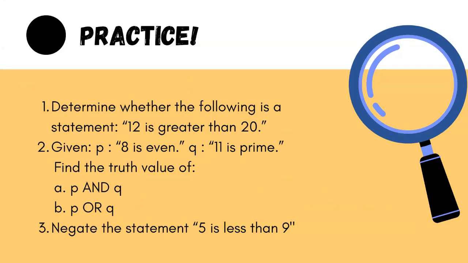Now let's practice. For number 1, determine whether the following is a statement: 12 is greater than 20. Number 2, given P: 8 is even and Q: 11 is prime. Find the truth value of P and Q, and also P or Q. Number 3, negate the statement: 5 is less than.